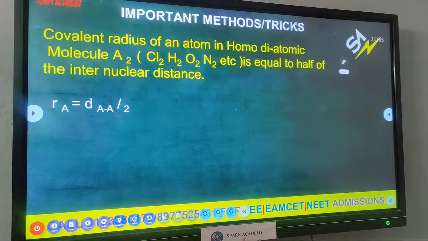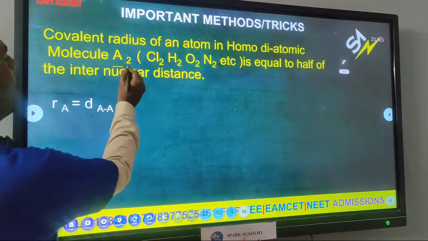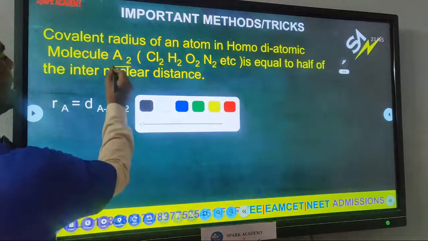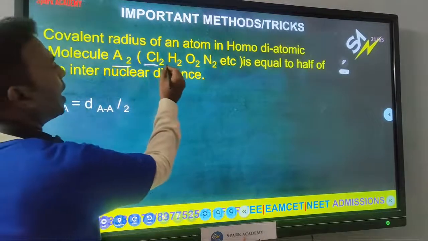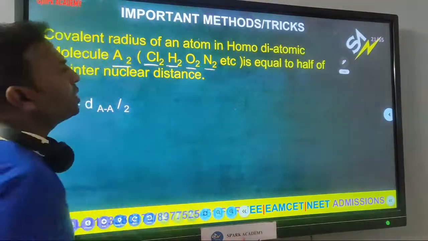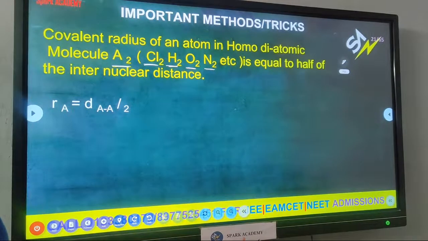Now, covalent radius of an atom in a homodiatomic molecule. Now we are going to find the covalent radius, which is important to give the bond length. Homo means same, made up of the same atoms. Examples: Cl2, H2, O2, N2. These are examples of homodiatomic molecules.